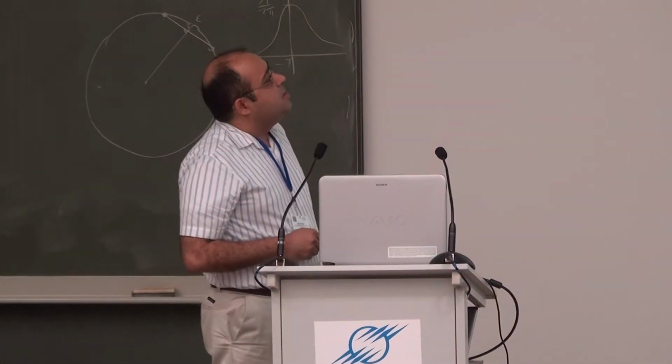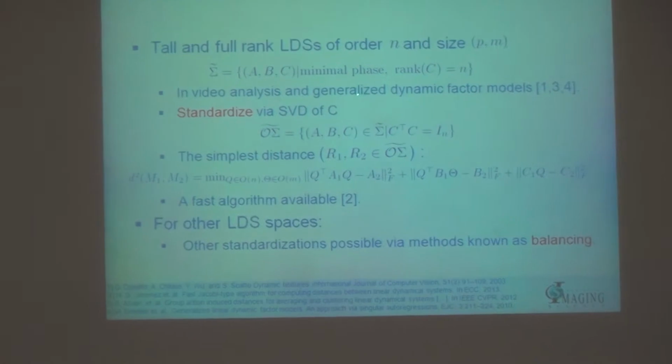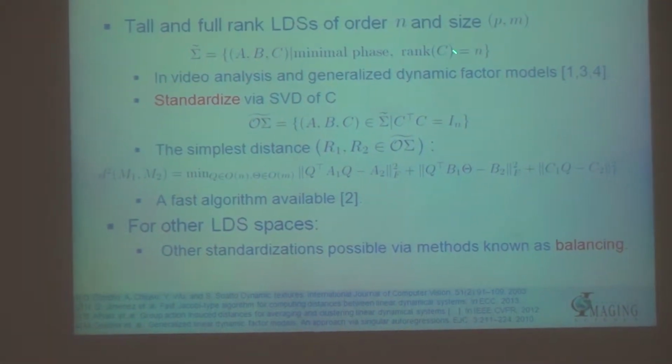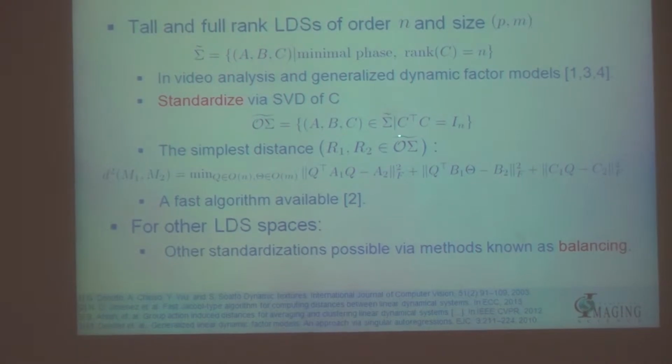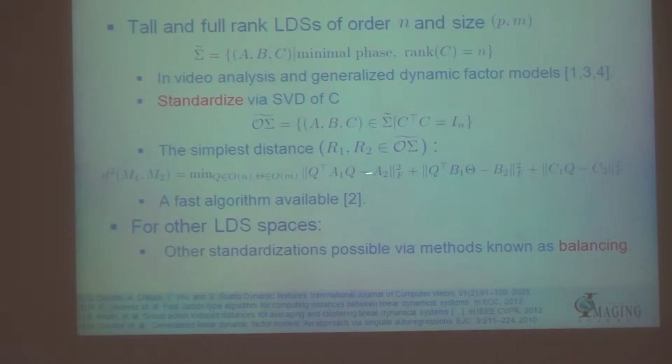The example that we start with: suppose that we have this system, where for the video application the rank of C is a tall full rank matrix. Then one standardization is that you apply the SVD of C, and you can go to this space where C transpose C is equal to identity. You can do this because it's full rank. Then you define the alignment distance as aligning two realizations through this Frobenius-based distance minimization. And we have also developed a fast algorithm for this.